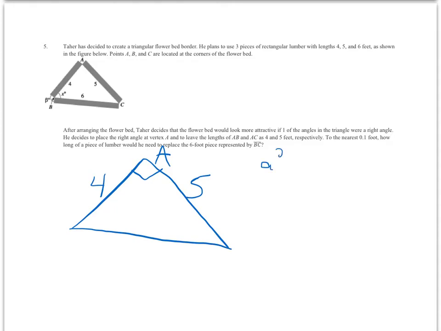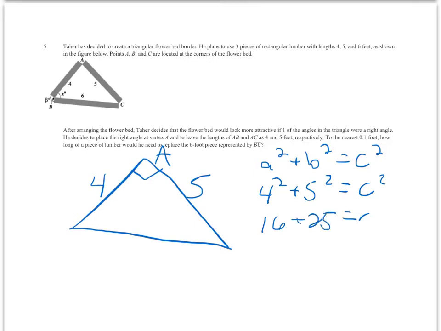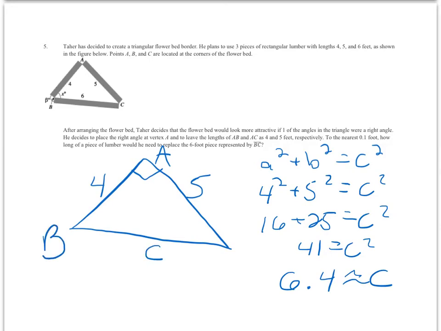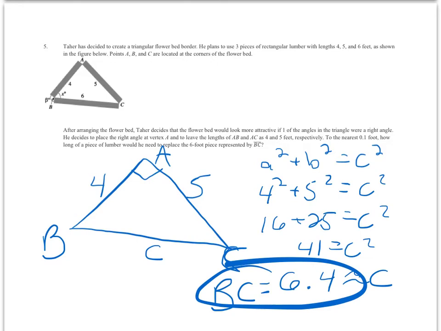Pythagorean Theorem once again. A squared plus B squared equals C squared. A and B are legs. That is what makes up the 90. C is the hypotenuse. So 4 squared plus 5 squared equals C squared. 16 plus 25, which is 41. Using a calculator, square root both sides, it's about 6.4. That's what C is. And C here, more specifically, was the length of side BC. So segment BC is about 6.4 feet.